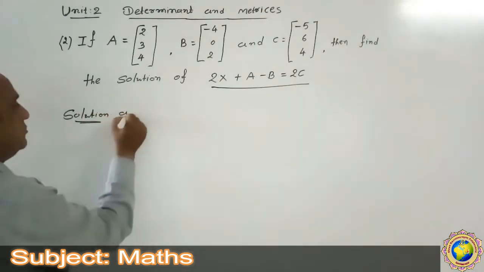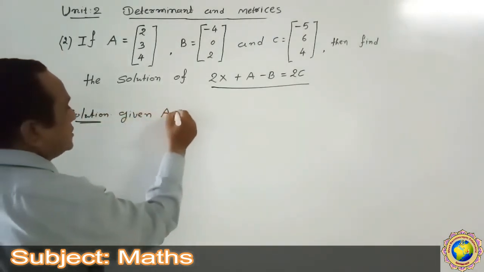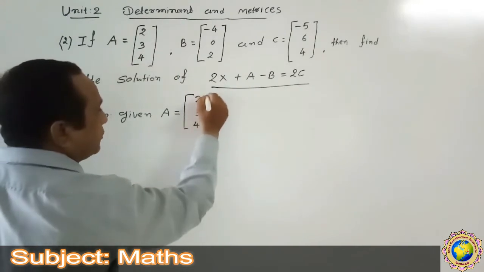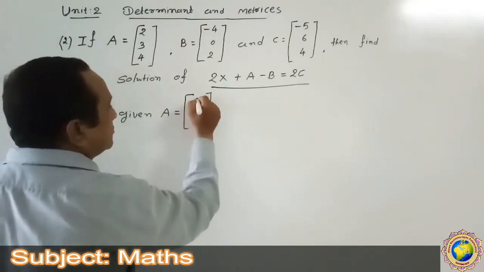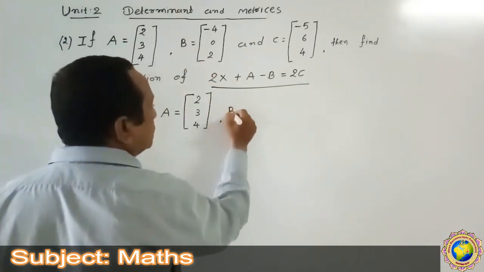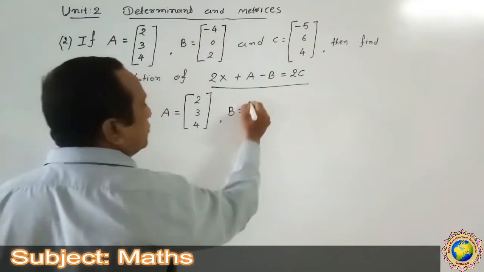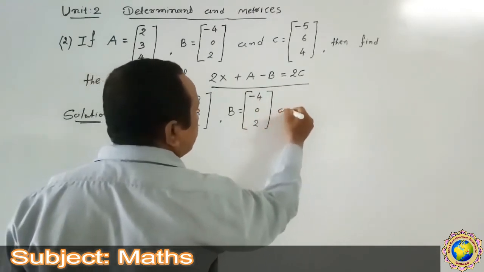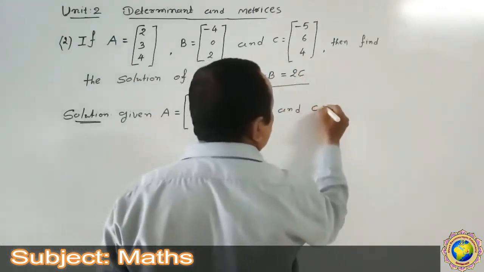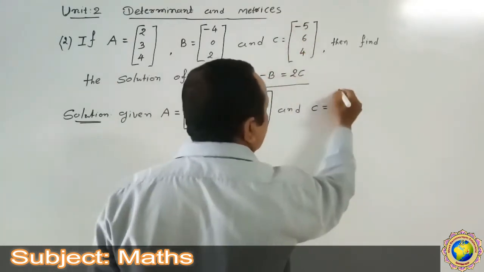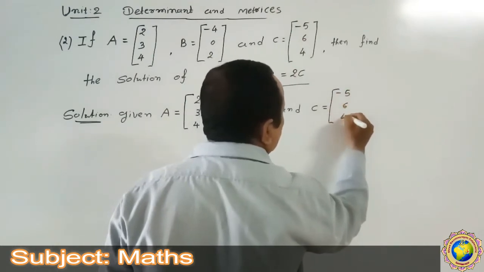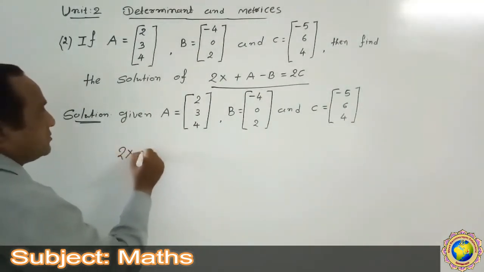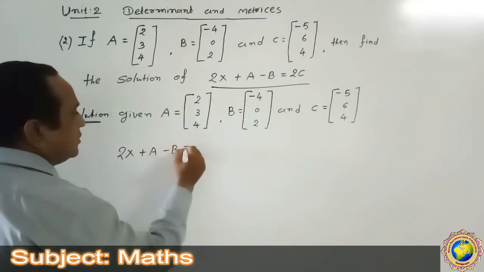Here given matrix A is equal to [2, 3, 4]. Matrix B is equal to [-4, 0, 2]. And matrix C is equal to [-5, 6, 4]. Now the given equation is 2X plus A minus B is equal to 2C.